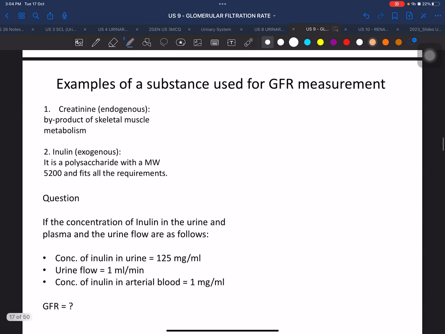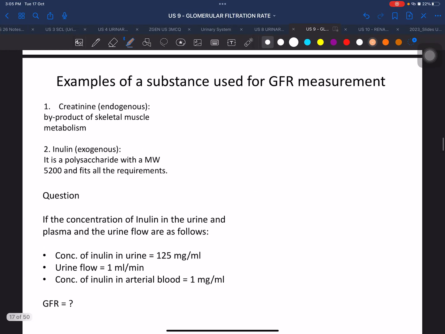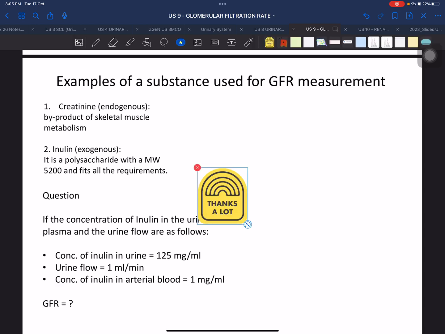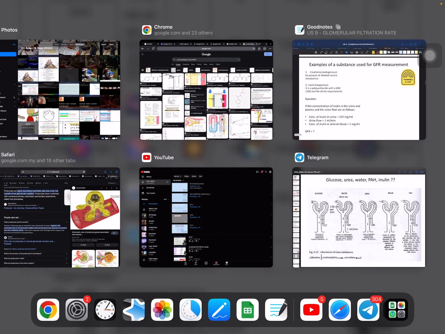Examples of substances used for GFR measurement: just now, creatinine. Creatinine is an endogenous product of skeletal muscle metabolism, or inulin, which is exogenous. It is a polysaccharide and it fits all the requirements. Usually I won't ask for these calculations. It is just good to know how you get all these. What's the relationship between GFR, inulin, and all these substances?